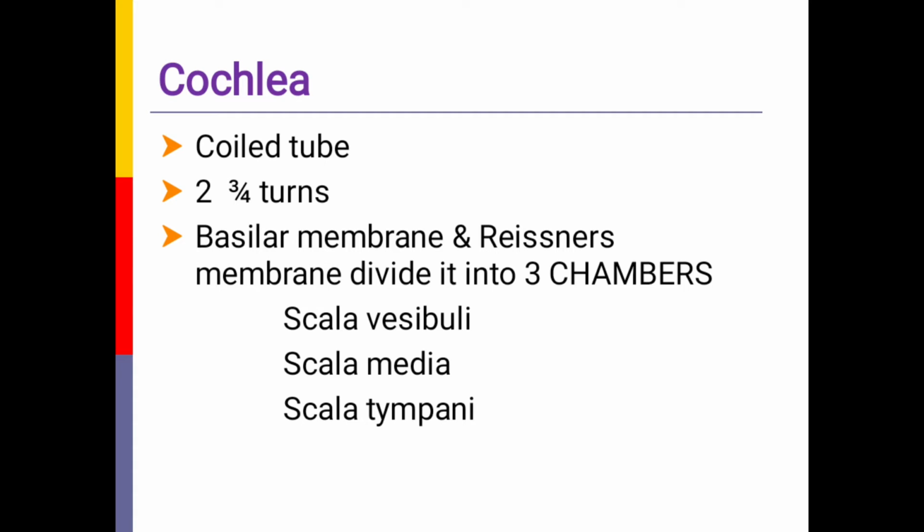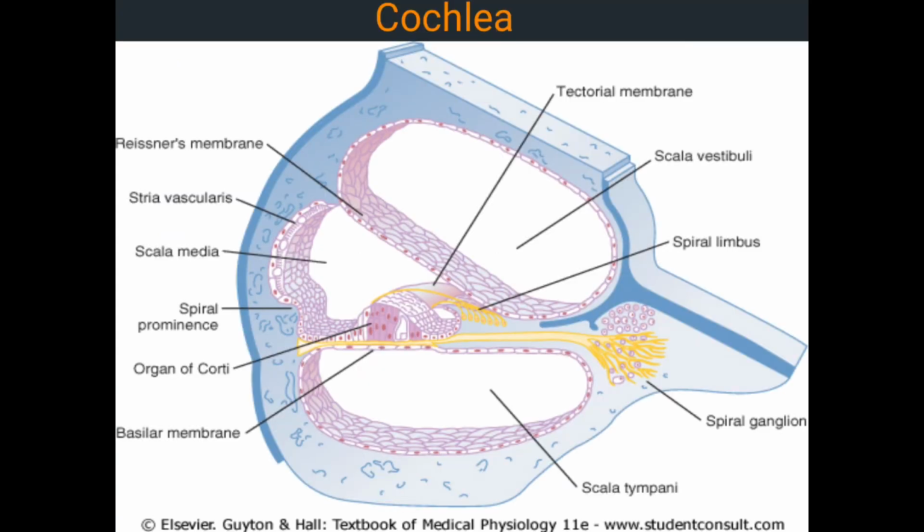In the cross-sectional view of the cochlea, the vestibular membrane and basilar membrane are present, which divide the cochlea into three fluid-filled compartments called the scala vestibuli, scala media and scala tympani. So this is the cochlea in its cross-sectional view. This is the vestibular membrane and below you have the basilar membrane. Both these membranes divide the cochlea into three compartments. The upper compartment is called the scala vestibuli, the middle compartment is called the scala media and the lower compartment is called the scala tympani.